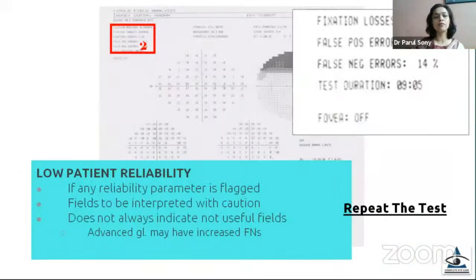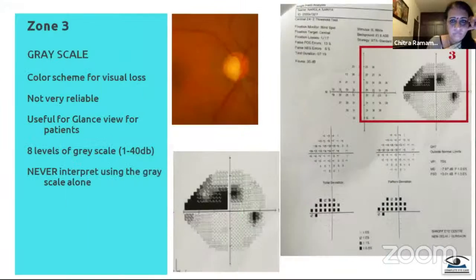So whenever you have a field printout in which these reliability parameters are flagged, you have to read that with a lot of caution. Ideal is to repeat the test, but one has to remember that in advanced glaucoma patients, sometimes you can have high false negatives and still a reliable field. So you have to take into consideration the clinical picture in that particular patient.